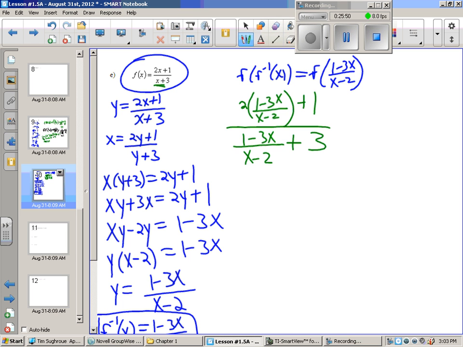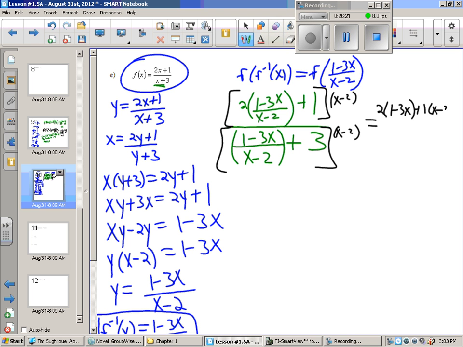Now, there are a number of different ways that you can simplify this complex fraction. You can make the top all one fraction, make the bottom all one fraction, and flip. We talked about that today in class. But it is much easier if you simply multiply the numerator and the denominator by the common denominator of x minus 2. Because if we distribute it, the x minus 2 will cancel. We're just going to get a 2 times a 1 minus 3x. And here we just get a 1 times an x minus 2. Here, if we distribute, the x minus 2's cancel. We get a 1 minus 3x, and we get a 3 times an x minus 2.